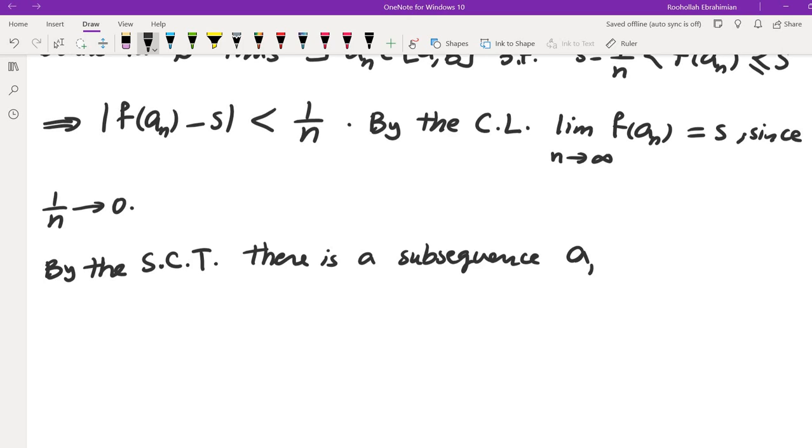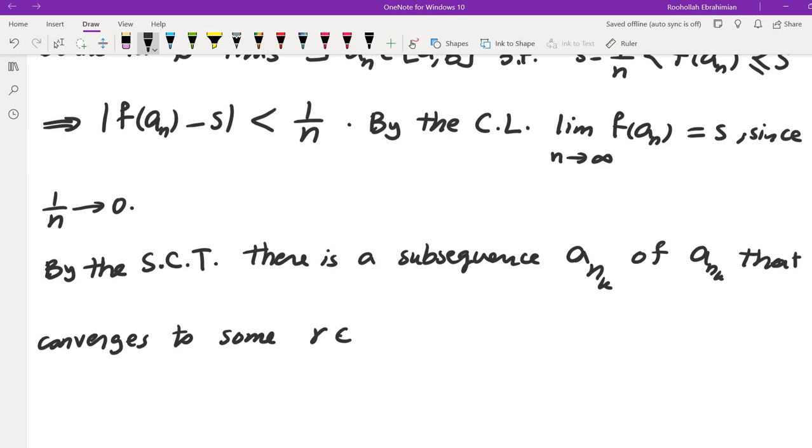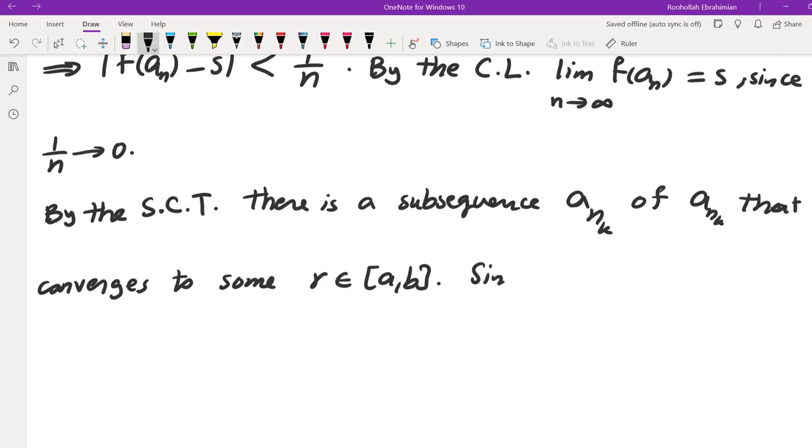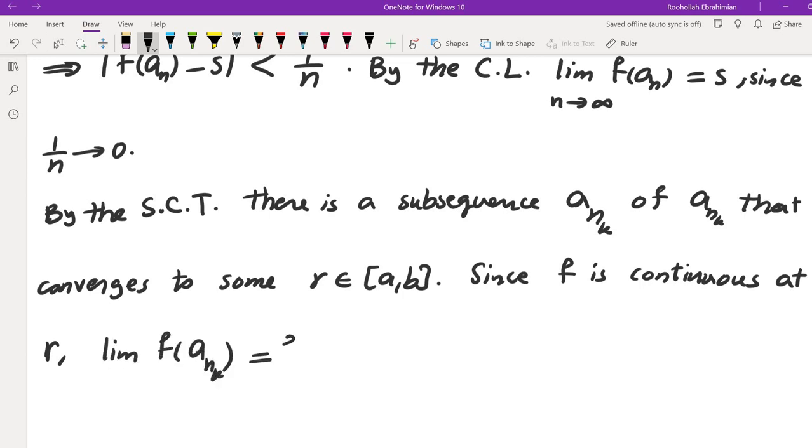subsequence a sub n_k of a_n that converges to some r inside [a, b]. Since f is continuous at r, the limit of f of a sub n_k is f of r as k approaches infinity.